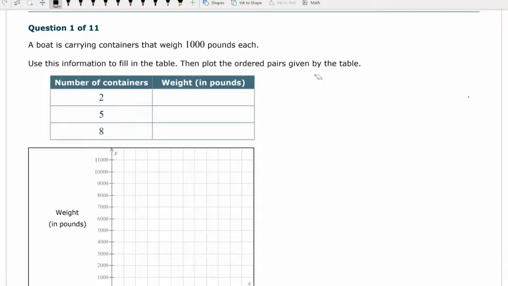Alright, so far we know that this boat is carrying containers, and each container weighs about 1,000 pounds. Okay, so 2 containers means 2,000 pounds because each of them is 1,000 pounds, or 2 times 1,000 is 2,000 pounds. 5 times 1,000 means 5,000 pounds, and 8 containers would mean 8,000 pounds.